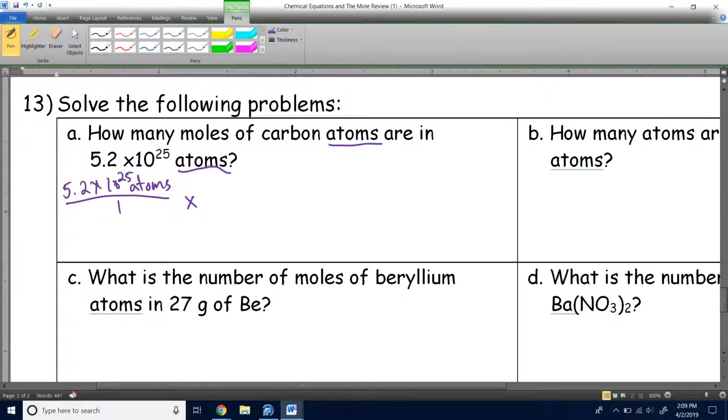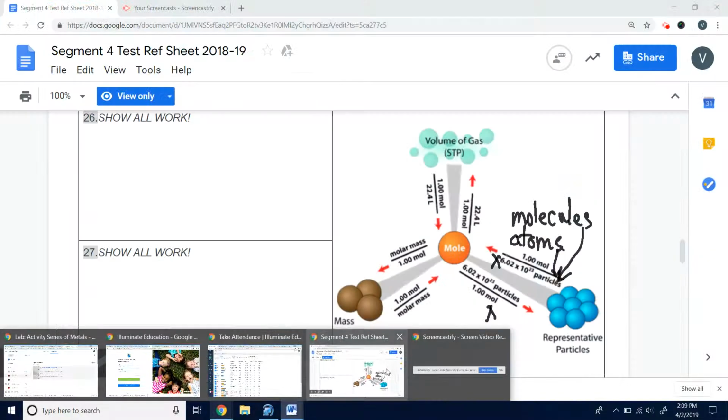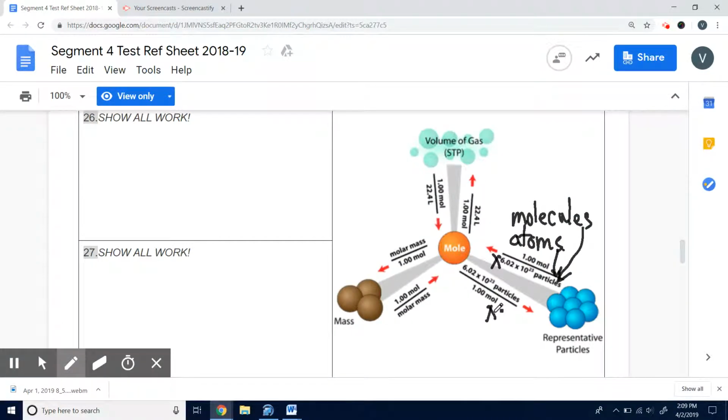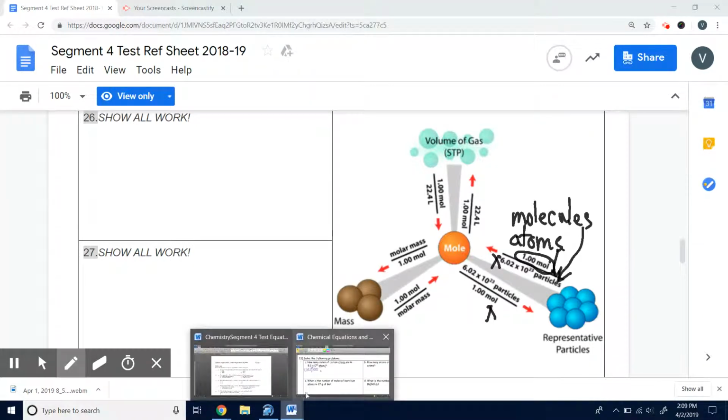And we see that we're going from atoms to moles. So let's go back to our sheet here. Since we're going from atoms to moles, we're going to use this conversion factor, because we want to find moles, and moles is on top. Do you see this? Moles is on top.